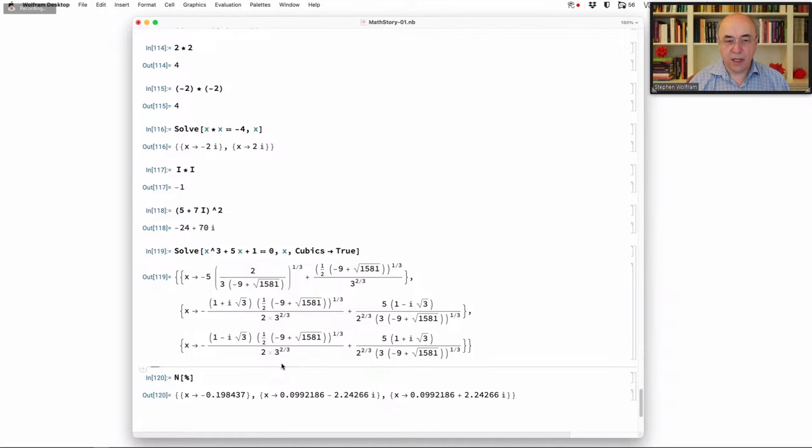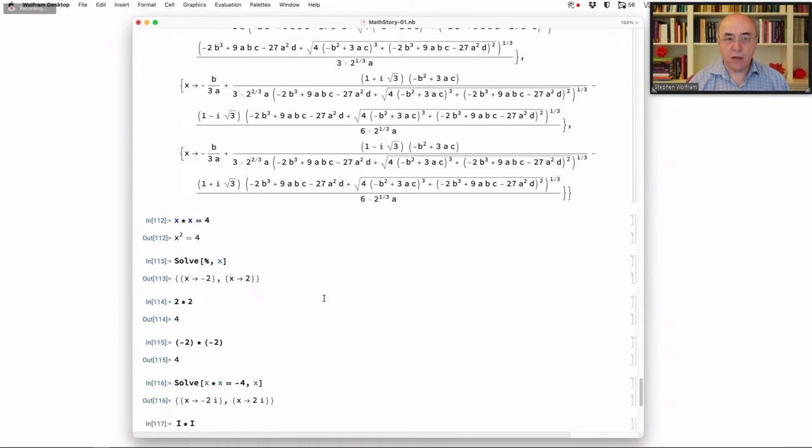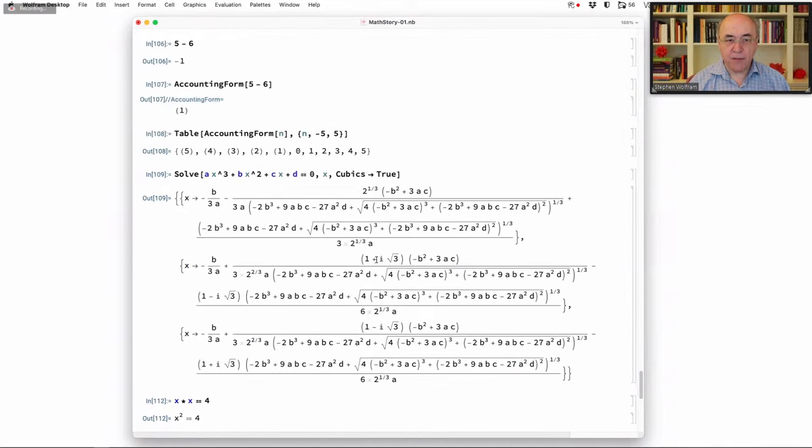Look back at the big formula here. The big formula involves i. And even when the actual answers are all real numbers, it's still the case that in the intermediate stage of getting those numbers, you end up dealing with complex numbers. That's something that's not terribly well understood.